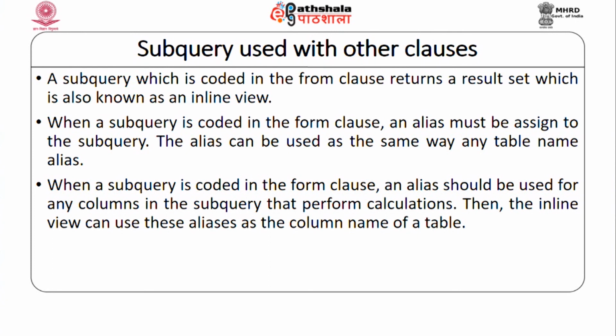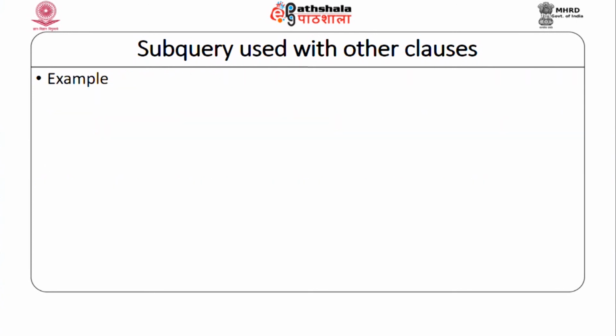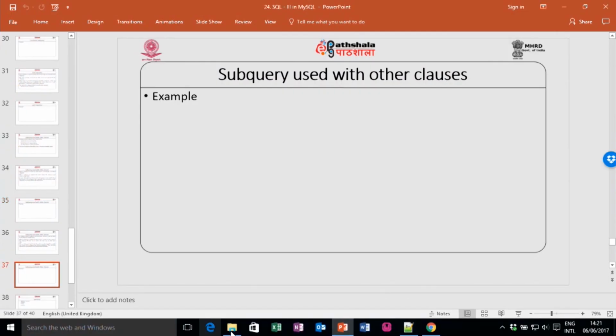Now, you can also use a subquery in the from clause. When coded in the from clause, an alias must be assigned to the subquery, and the alias can be used in the same way as any table name. When a subquery is coded in the from clause, aliases should be used for any columns in the subquery that perform calculations, and this is also known as an inline view. So, an inline view can use aliases as the column names of a table. Let us take an example for this one.